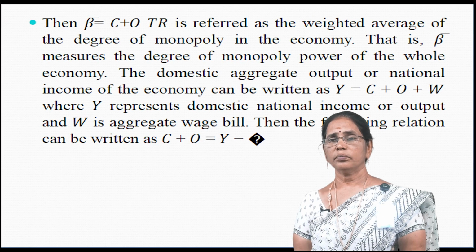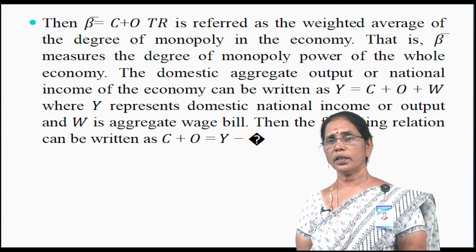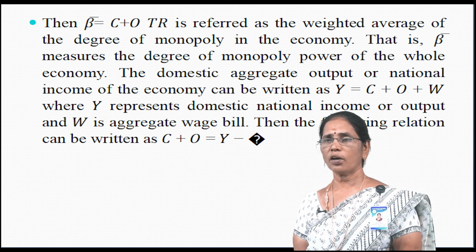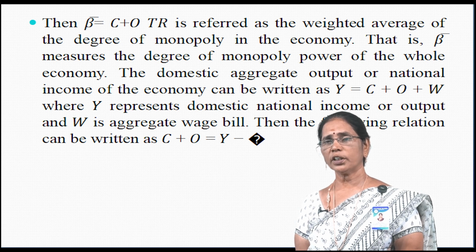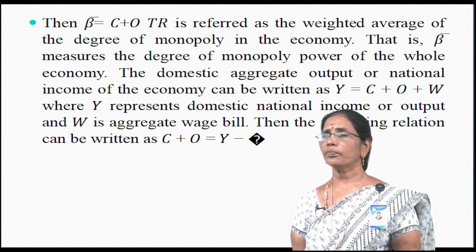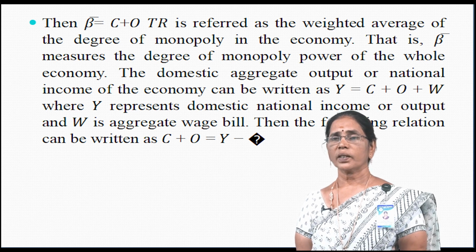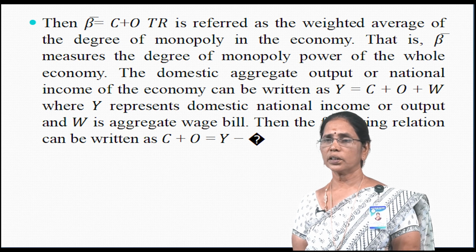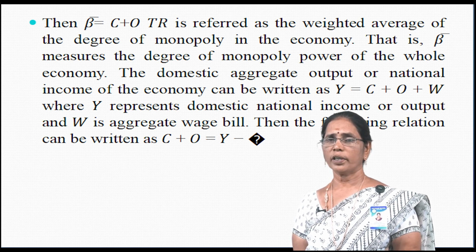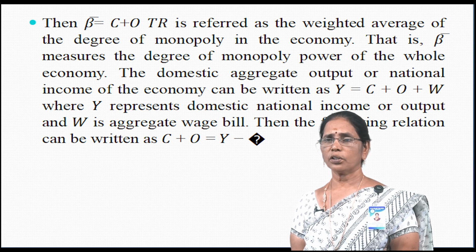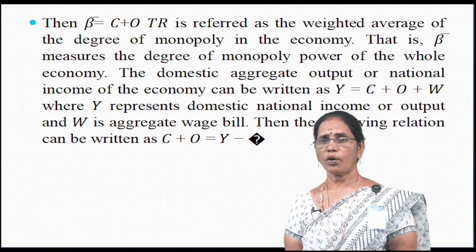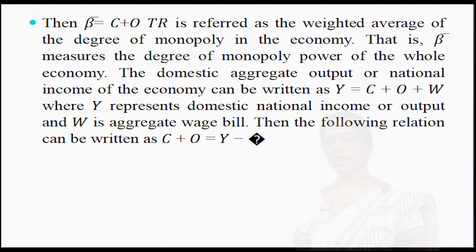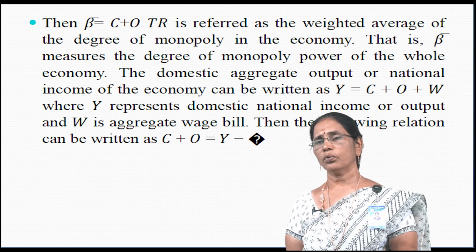Then beta is equal to (C plus O) over TR. Beta is referred to as the weighted average of the degree of monopoly in the economy. That is, this beta measures the degree of monopoly power of the whole economy. The domestic aggregate output or national income of the economy can be written as Y is equal to C plus O plus W, where Y represents domestic national income or output and W is the aggregate wage bill. Then the following relation can be written: C plus O is equal to Y minus W.